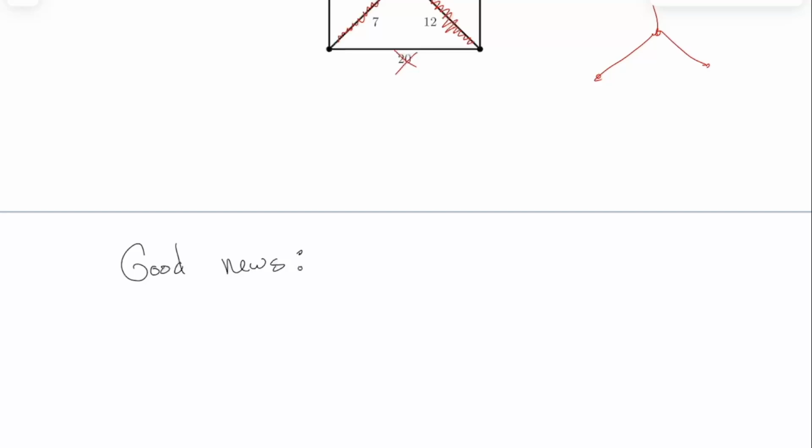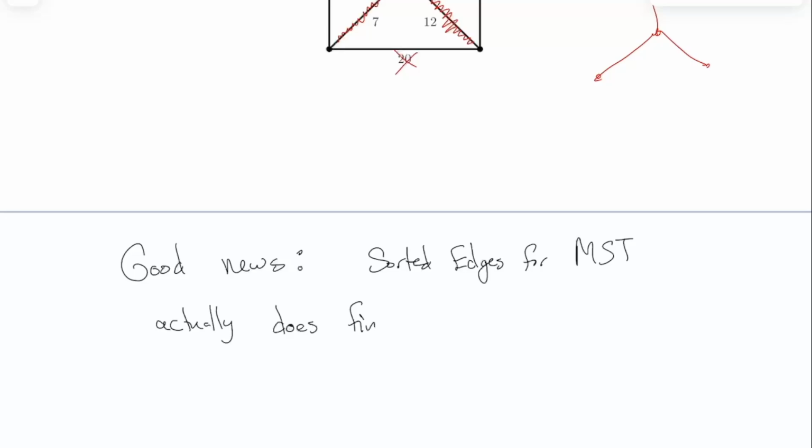The sorted edges procedure for minimal spanning tree actually does find the best possible minimal spanning tree every time. This is not true of the sorted edges for traveling salesman. If you recall, for the traveling salesman problem, the only way to guarantee the best possible answer is to do the brute force, which you basically never want to do in real life, except for very small examples. So in the traveling salesman problem, the sorted edges does not guarantee that you're going to get the best possible answer. It is, though, going to always give you the best answer for the spanning tree problem.